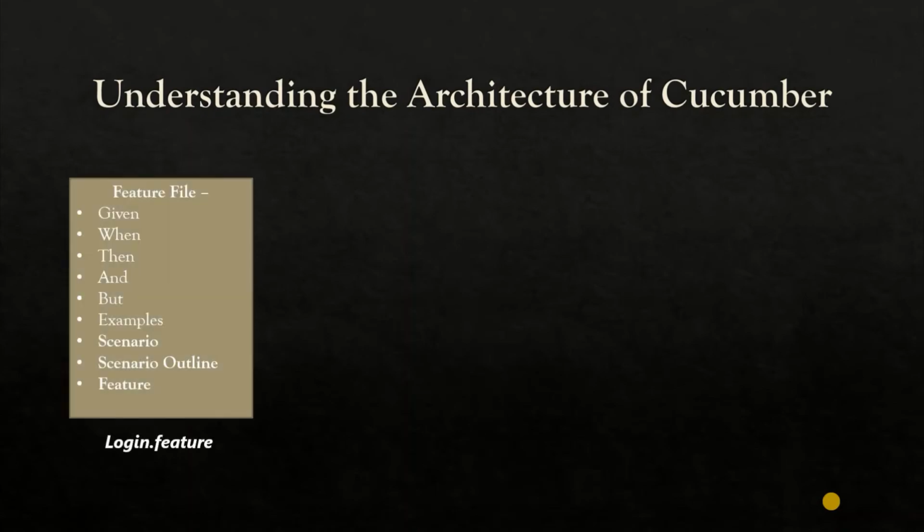The first component of Cucumber is a feature file, which is denoted by an extension of .feature. Like in this case, we have given an example of login.feature. So the extension is .feature. This feature file is made with the help of keywords like given, when, then, and, but, along with English sentences. These keywords help us build a scenario or scenario outline, and multiple scenarios help us build a feature.